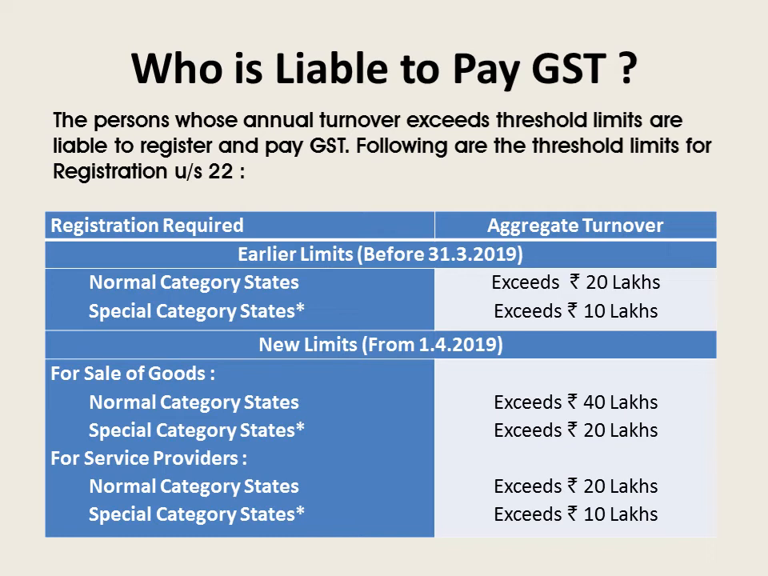And in new limits from 1 April 2019, for goods sellers, in normal category states, if the annual turnover exceeds Rs 40 lakh, they are liable to pay tax, in special category states if the annual turnover exceeds Rs 20 lakh, they are liable to pay tax. But for service providers, in normal category states if the annual turnover exceeds Rs 20 lakh, they are liable to pay tax, in special category states if the annual turnover exceeds Rs 10 lakh, they are liable to pay tax.